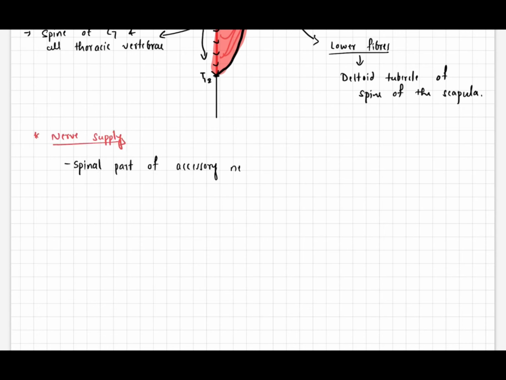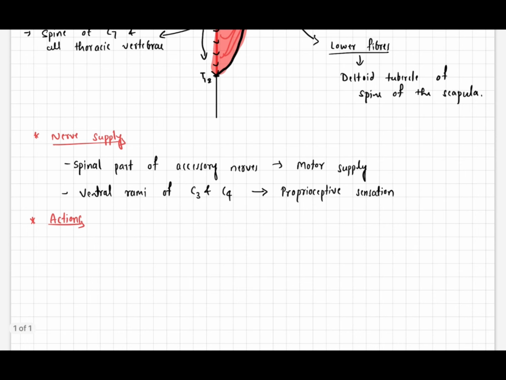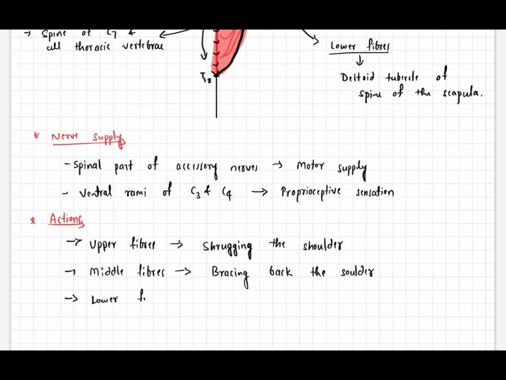Nerve supply of the muscle. Motor supply is provided by the spinal part of the accessory nerve, and proprioceptive sensation is provided by the ventral rami of C3 and C4. Actions. Upper fibers will assist in shrugging the shoulder, middle fibers in bracing back the shoulder, and lower fibers in depressing the medial part of the spine of the scapula.